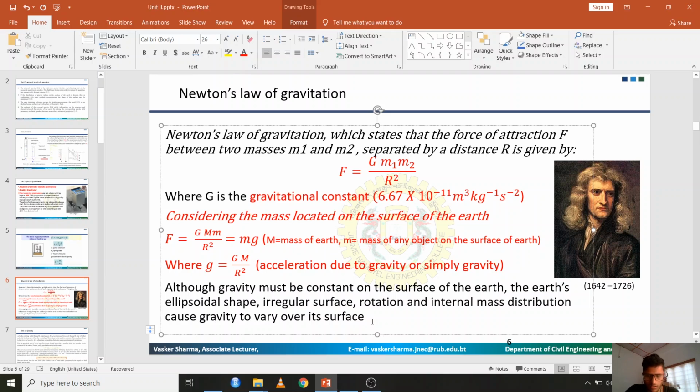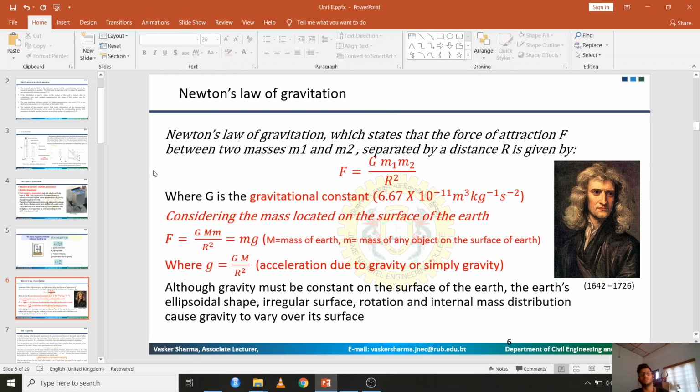It will be constantly changing, and also due to the internal mass distribution, some of the rocks will have higher density. Around those higher densities, for example where there are mountains, we will slightly experience higher gravitational pull, while around the plain areas it will be slightly lesser. So there are some relative variations in gravity, so it is not constant throughout the earth. So this is what Newton gave as the idea of the force of gravity.